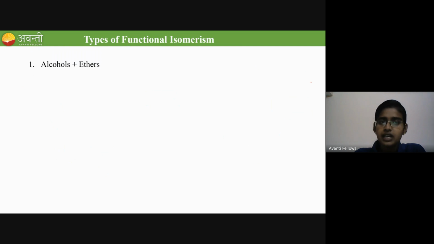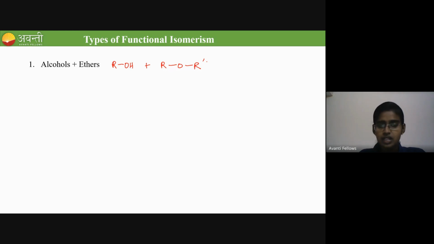The next pair is alcohol and ether. Alcohol always pairs with ether. You cannot take alcohol and try with ketone or aldehyde. The formula will not be satisfied if you try to match alcohol with some other group. Only if you match it with ether will you get the formula and the functional isomeric pair. The functional group for alcohol is ROH, right? And for ether, it is ROR. Both R can be the same or both can be different. I'll show you examples for all these in the next slides.